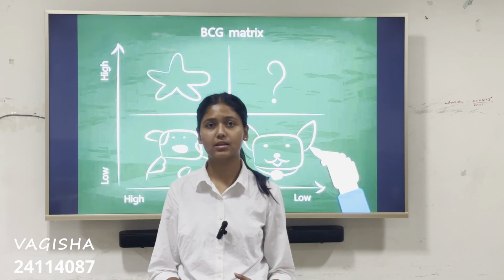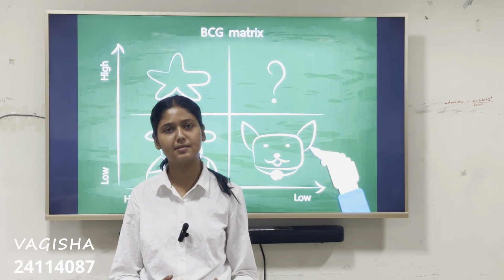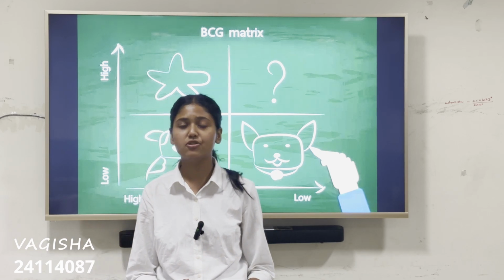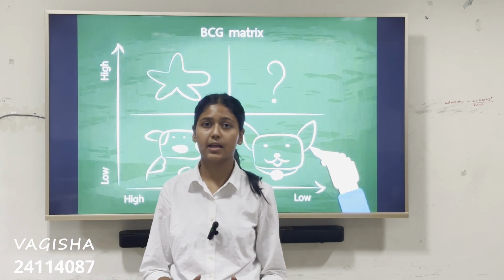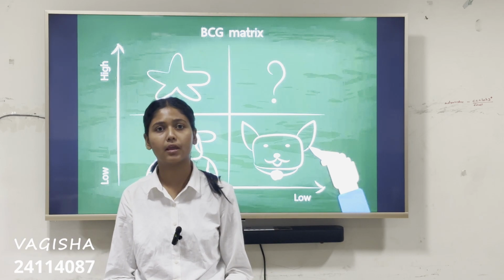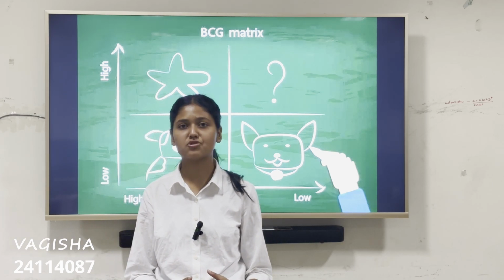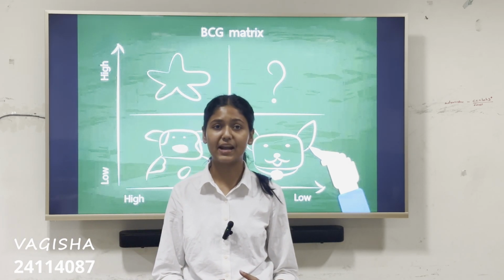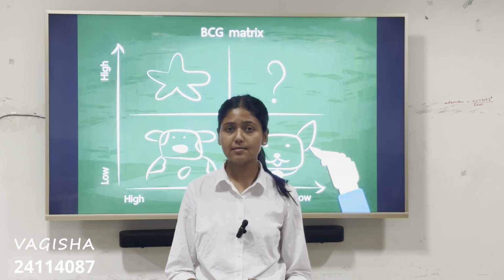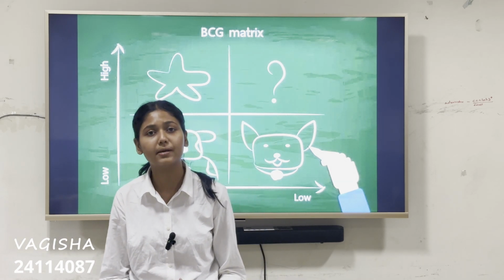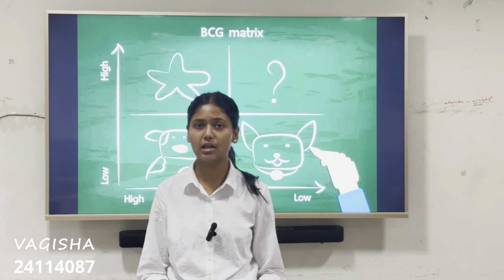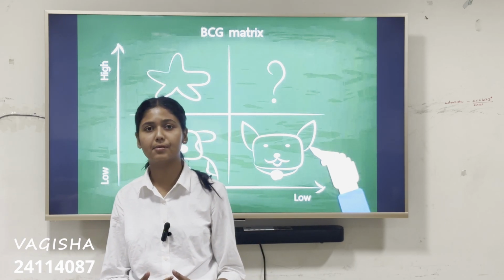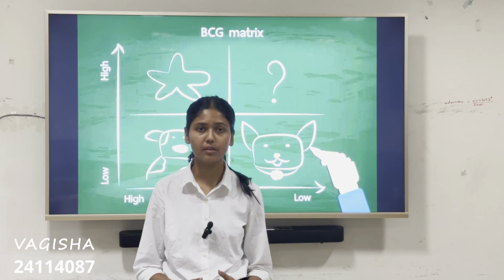Stars are positioned in the top left quadrant of the BCG matrix. They are in rapidly expanding markets and they are already leaders in their category. Because of this, they capture a lot of attention, and rightly so. These are the products that are likely to become future cash cows if the company can maintain their position as the market stabilizes over time.